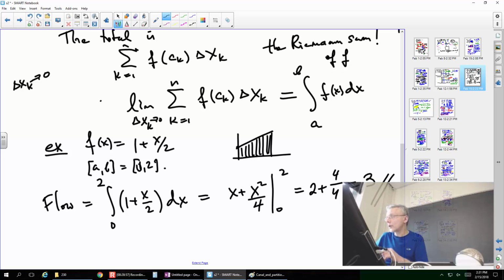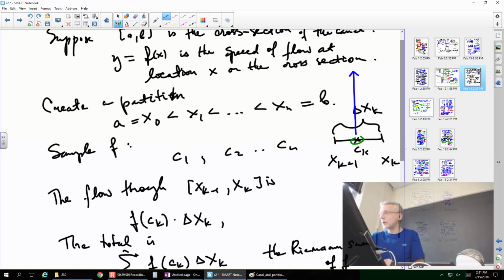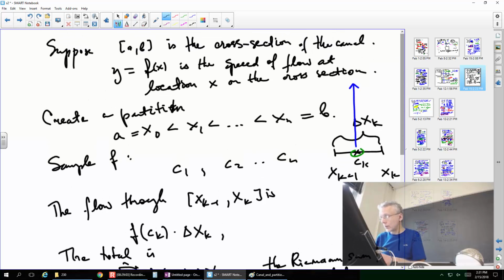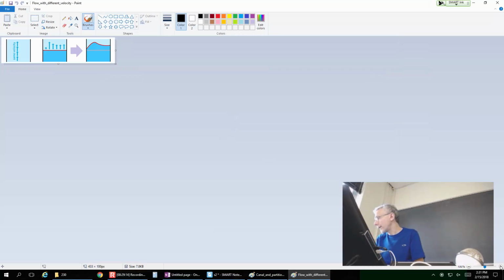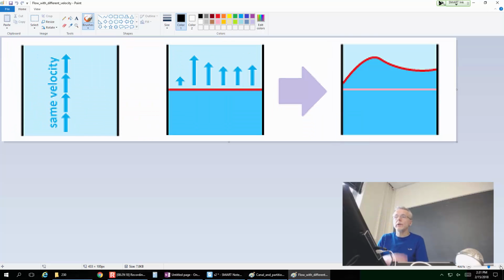In general, the function could be any. I didn't plot it here, but you can imagine what is going on. Maybe I have another picture here. Well, here's a picture. Same velocity along the canal, and a different velocity across the canal. If that velocity changes continuously, not incrementally, it gives you a curve. The red curve on the right is the graph of our velocity function.